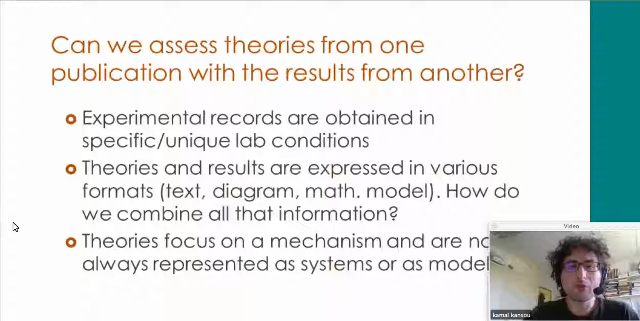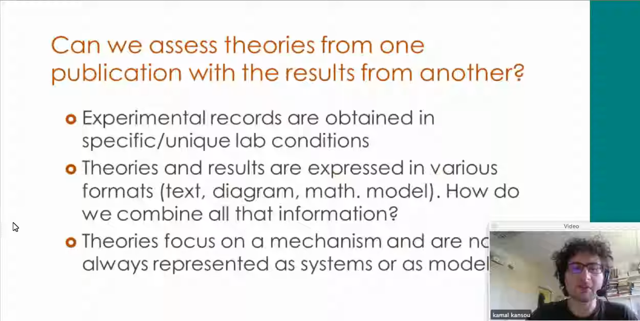When you want to assess a theory from one publication with results from another, there is a series of limitations and constraints for the one who wants to do that. First of all, experimental records are obtained in specific, unique laboratory conditions, and it's not obvious to represent exactly this lab condition. So you will always have variability, even with exactly the same experiments. So numerical accuracy can be a limitation.